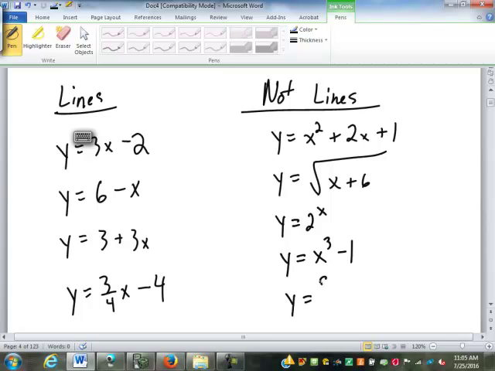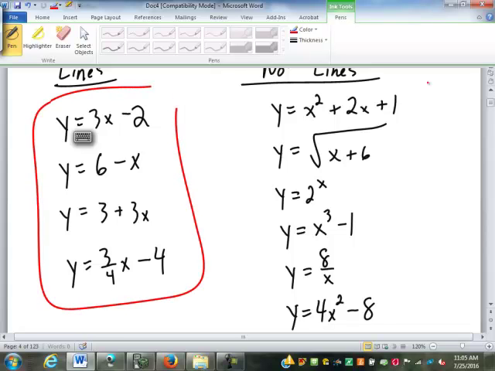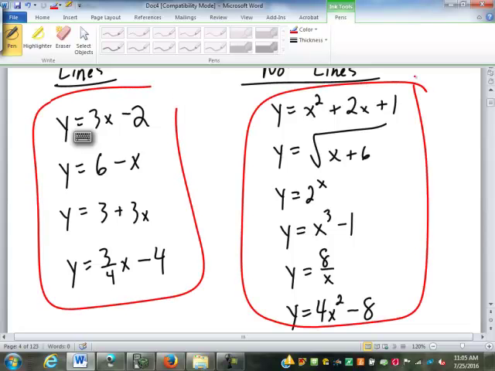8 was y equals 8 over x. And 9, y equals, what was that, 4x squared minus 8. Is that right? So we had these 4 equations that made lines and these 6 that did not make lines. Do you see any differences between them that stick out?